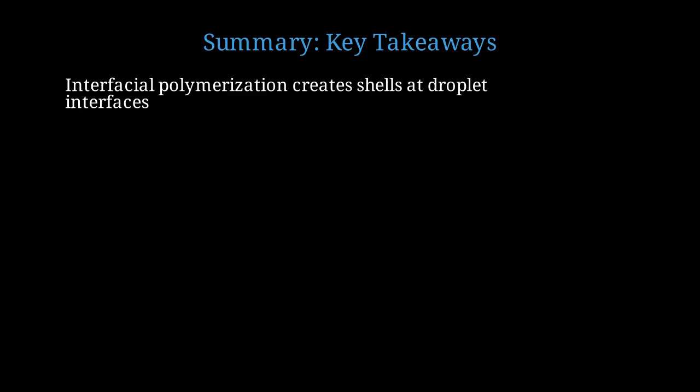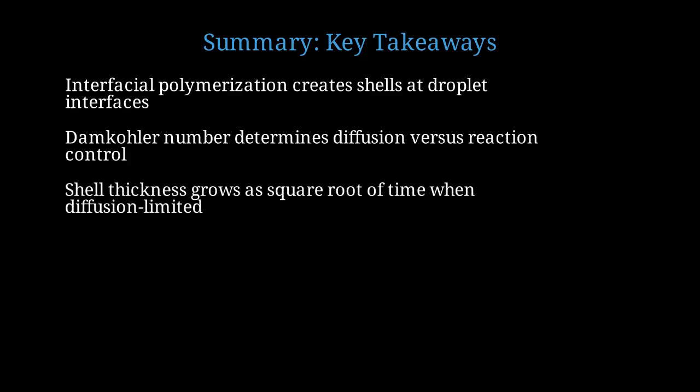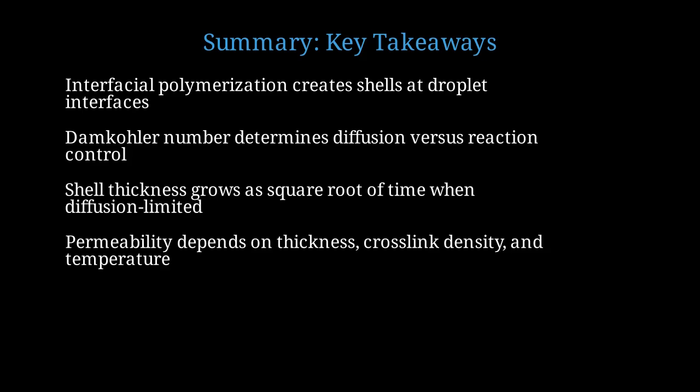Let me summarize the key concepts we've covered today. Interfacial polymerization and gelation create protective shells right at the interface between two immiscible phases. The Damköhler number tells us whether shell growth is limited by diffusion or by reaction kinetics. In the diffusion-limited regime, shell thickness grows proportionally to the square root of time, while in reaction-limited conditions it grows linearly with time. Shell permeability is controlled by three main factors: shell thickness, polymer cross-link density, and temperature.